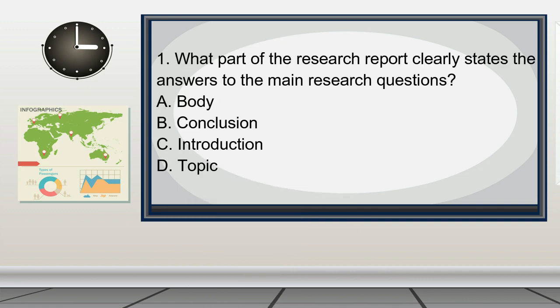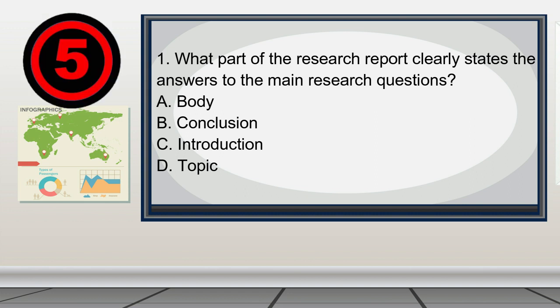Did you understand the lesson? Now let's have a short exercise. Please get a pen and paper and answer the following questions. 1. What part of the research report clearly states the answers to the main research questions? A. Body. B. Conclusion. C. Introduction. D. Topic.